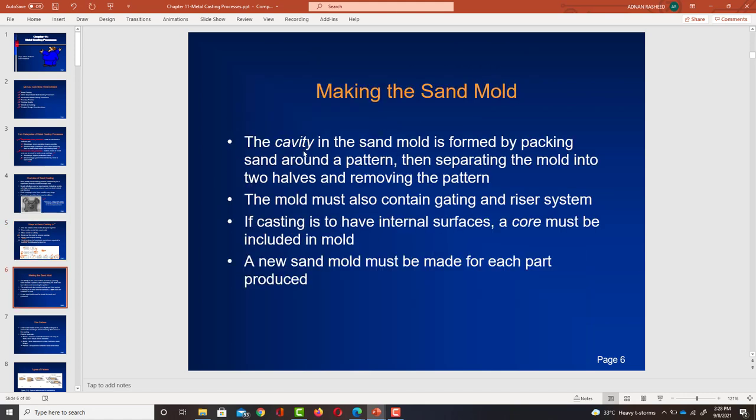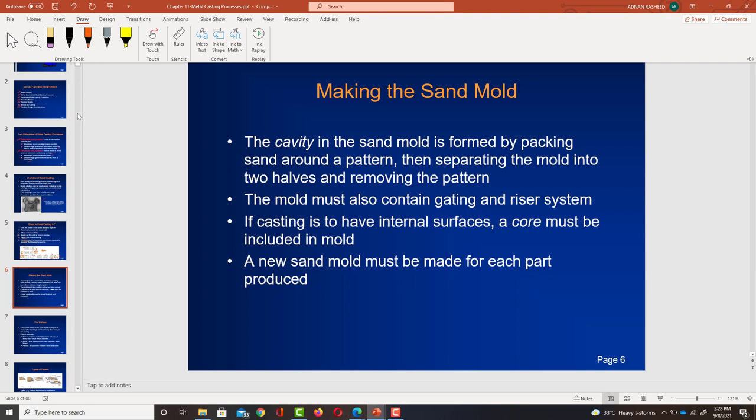Making the sand mold. The cavity in the sand mold is formed by packing the sand around a pattern, then separating the mold into two halves and removing the pattern. These are the same things which I have told you a little bit earlier. The mold must contain a gating and risering system, and if the casting is to have internal features, a core must be included in the mold. And a new sand mold must be made for each part produced. So if you are using sand casting, you have to produce the mold cavity again and again. Clear? Any question till now?